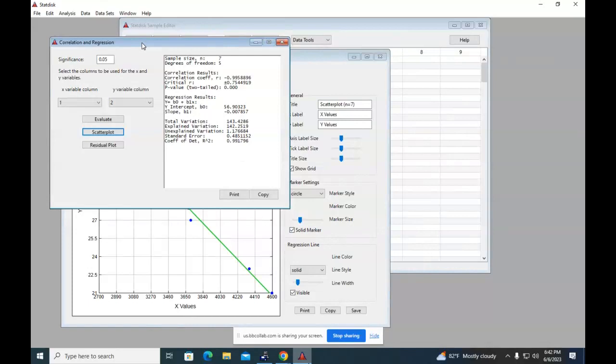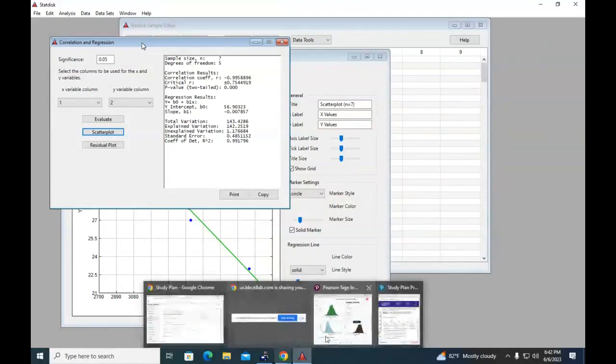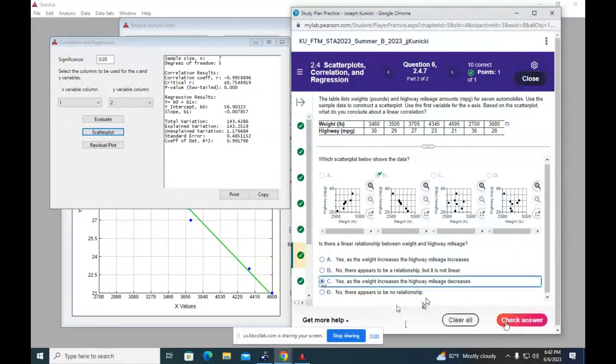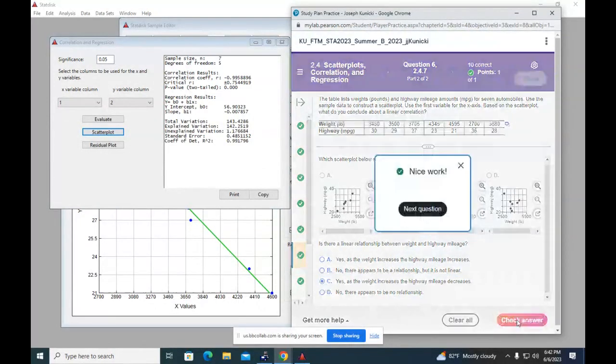So if we go back to the, is there a linear relationship? Yeah. As the weight increases, the mileage decreases because it's a negative. One goes up, the other goes down. So the weight of the car goes up, mileage decreases.